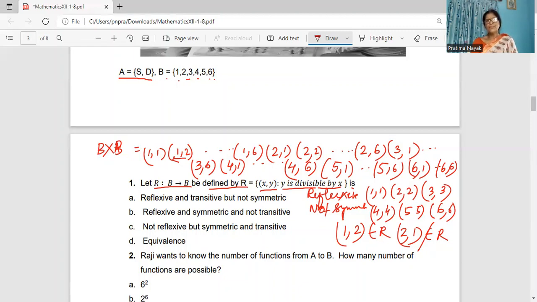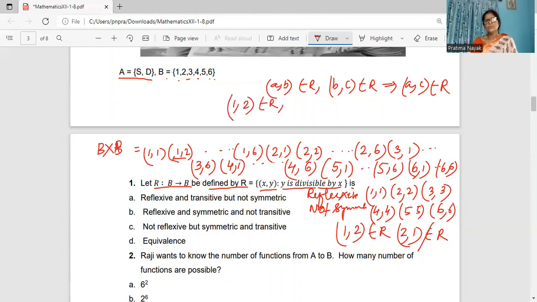Coming to transitive, for transitive you know that if AB belongs to R and BC belongs to R, this implies that AC belongs to R, then only it will be a transitive relation. So I'm taking the example: if 1, 2 satisfies this relation and 2, 4 satisfies this relation, does it show that 1, 4 satisfies the relation? That means here 2 is divisible by 1, 4 is divisible by 2, so 4 is divisible by 1. It is true. So this relation is transitive.